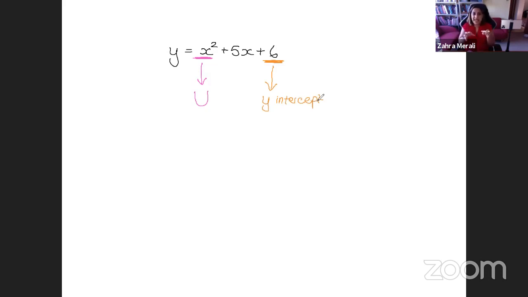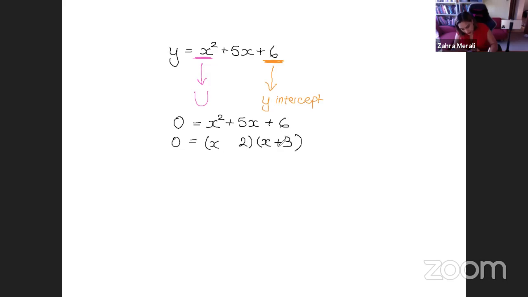To find out your x-intercepts, we said y has to be 0. So to find my x-intercepts, I'm going to make y 0. And hopefully this looks like a quadratic equation that you would be able to factorize: 2 and 3. And then we say either x plus 2 is 0 or x plus 3 is 0, which tells us x could be minus 2 or x could be minus 3. So now I've got my x-intercepts, and I've got 2 of them: minus 2 and minus 3.